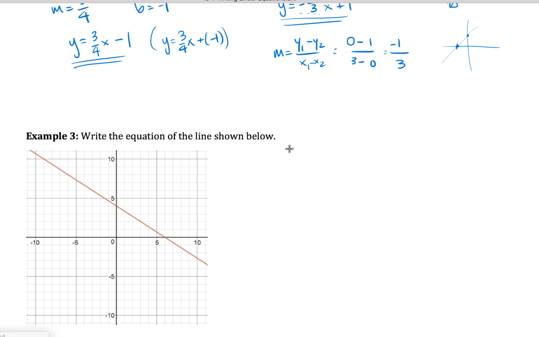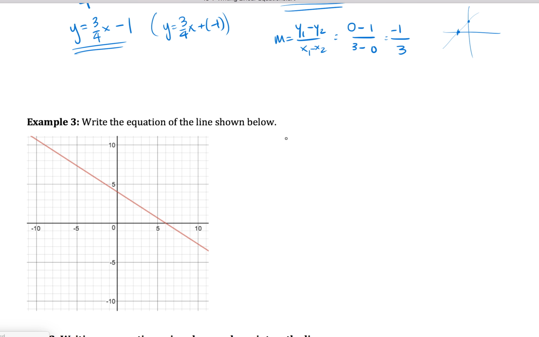In example 3, I'm giving you the actual picture of the line. So we want to write the equation. Now we're still thinking about using y equals mx plus b form, where we just need to know the slope for m and the y-intercept for b. Well, those two things can actually be determined pretty easily looking at a line on a graph, right?